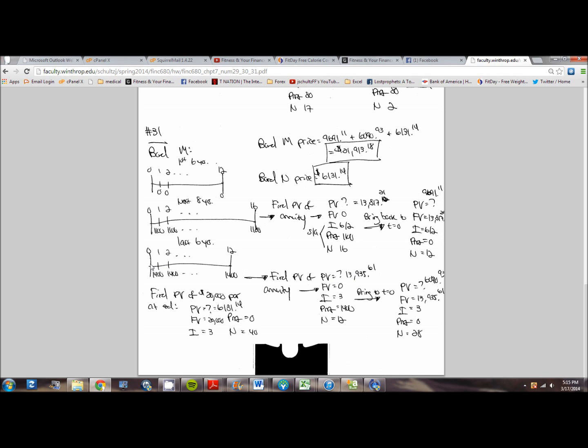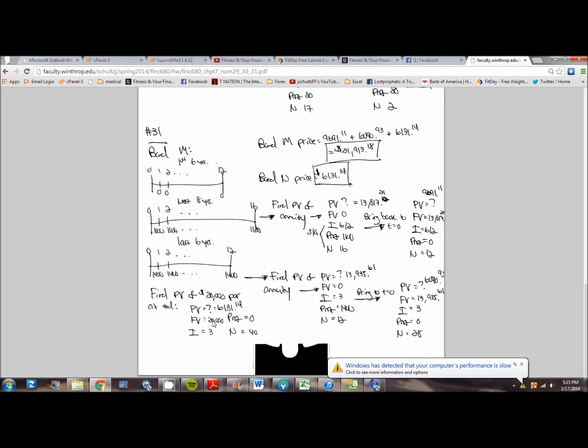To go from here to here, I've got to bring it back 28 periods. I've got to go through this 16, and I've got to go through this 12. That's 28. That explains the 28 right here, and how we found the present value of this future value, $13,935.61. So there's your present value of the final 6-year annuity. And then you still have the $20,000 par payment, which I didn't mark on the timeline, coming at the very end, still dangling out there. So you've got to find the present value of that guy.